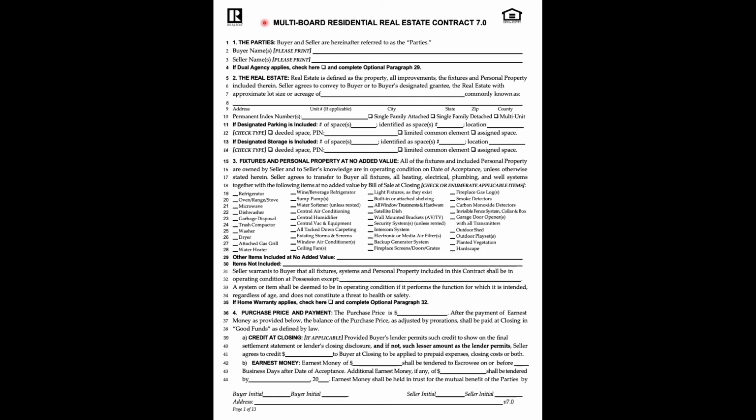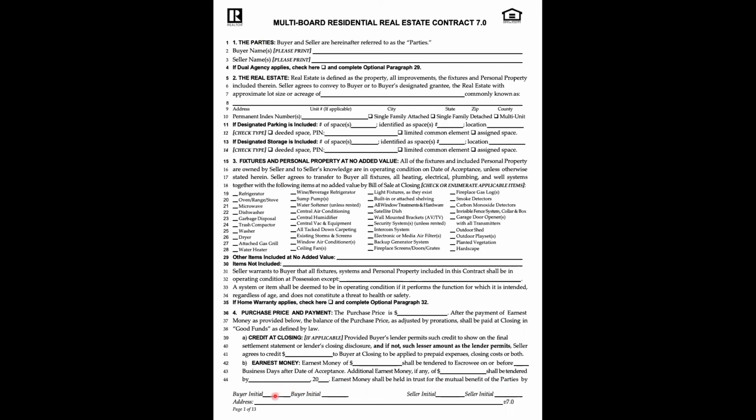It consists of 13 pages and 39 paragraphs. At the bottom of pages 1 through 12, there are spots for both buyers and sellers to initial. Always on the left-hand side, you, the buyer, will initial. And always on the right-hand side, the seller will insert their initials. There's 2 spots for initials on both sides, so both spouses or partners are taken into account.